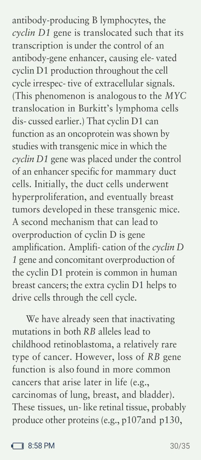That cyclin D1 can function as an oncoprotein is shown by studies with transgenic mice in which the cyclin D1 gene was placed under the control of an enhancer specific for mammary gland cells. Initially, the duct cells underwent hyperproliferation and eventually breast tumors developed in these transgenic mice. A second mechanism that can lead to overproduction of cyclin D is gene amplification. Amplification of the cyclin D1 gene and concomitant overproduction of the cyclin D1 protein is common in human breast cancers. The extra cyclin D1 helps to drive cells through the cell cycle.